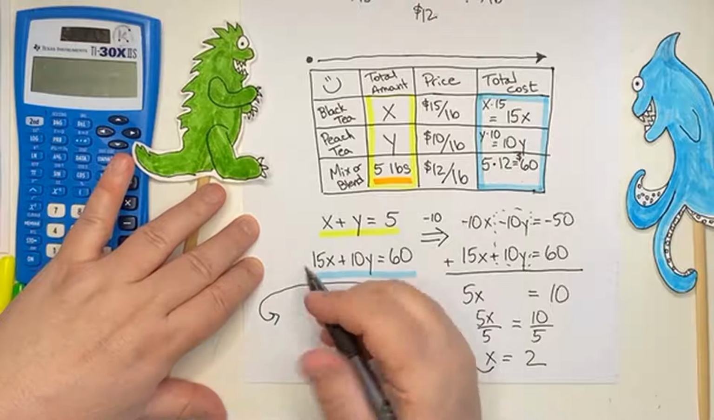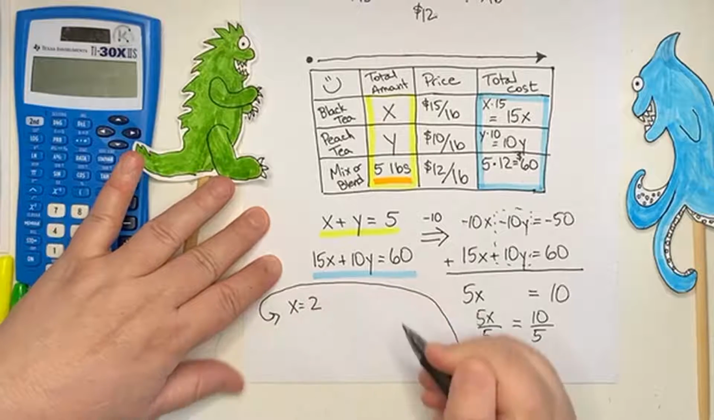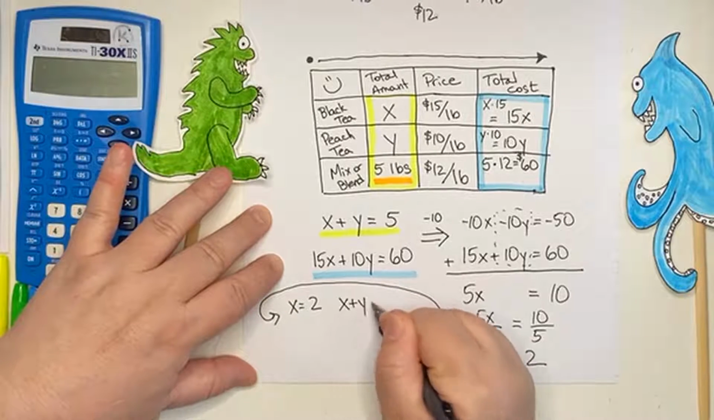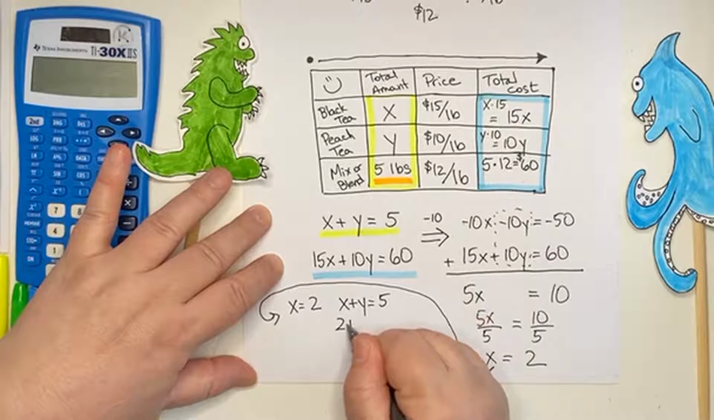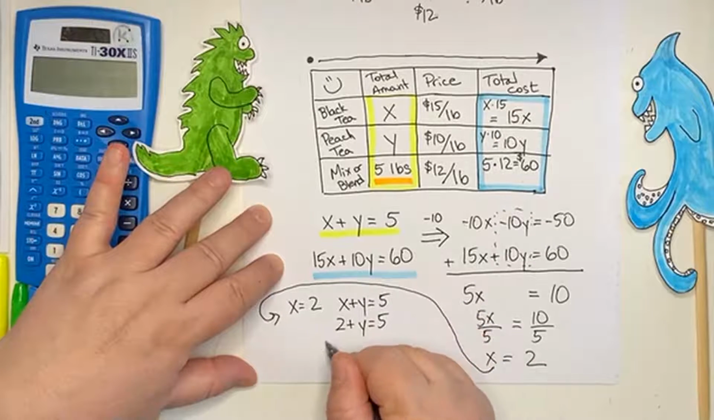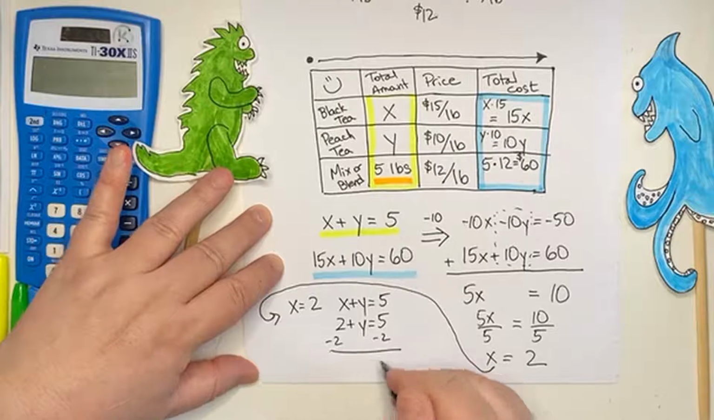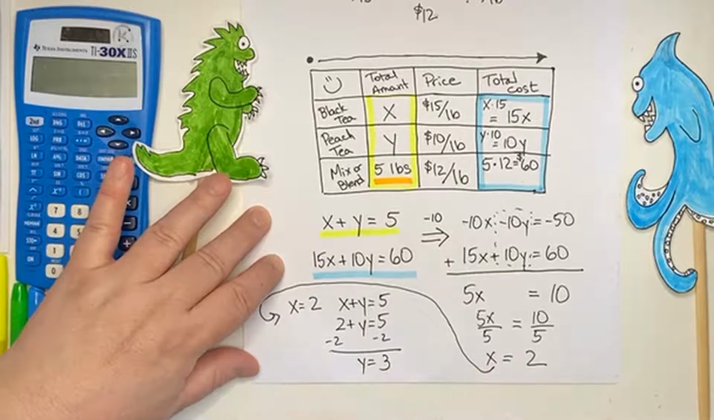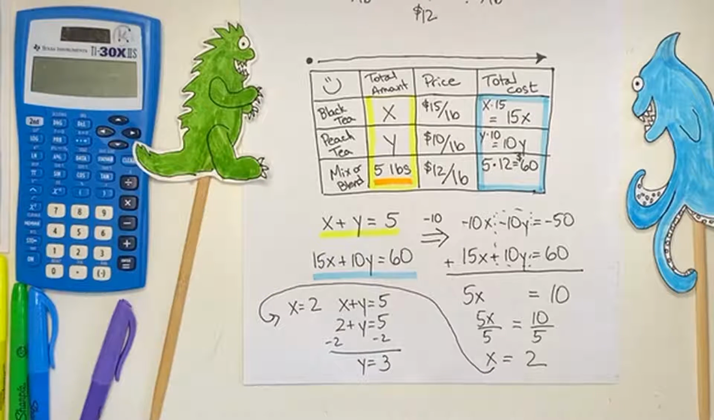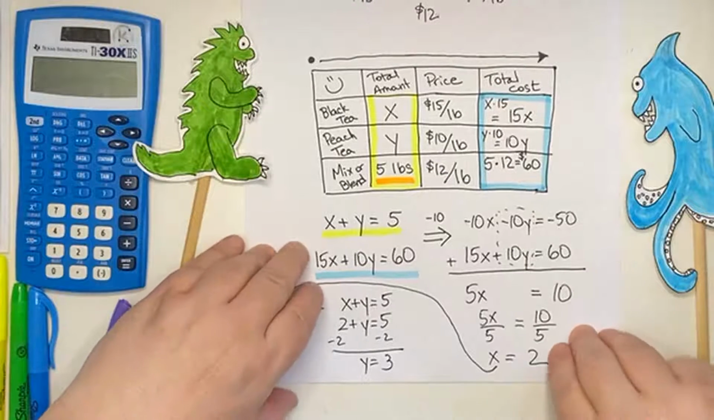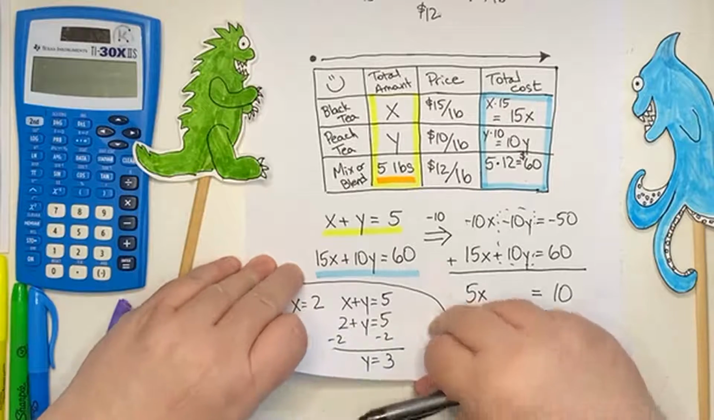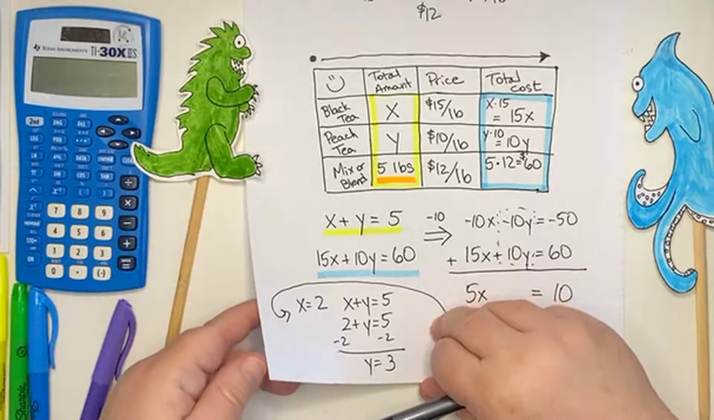So I've got x equals 2, and I know x plus y is 5. 2 plus y is 5, so y equals 3. And unfortunately, I've totally run out of space, so I'm going to have to use another page. I tried to avoid that for you, but there's nothing to be done. So let's see what we can do about answering this.